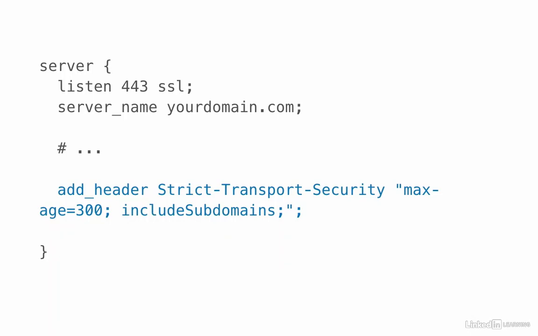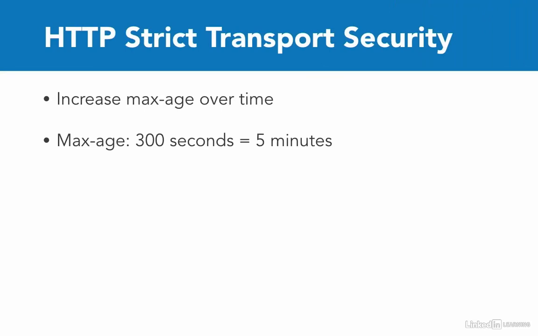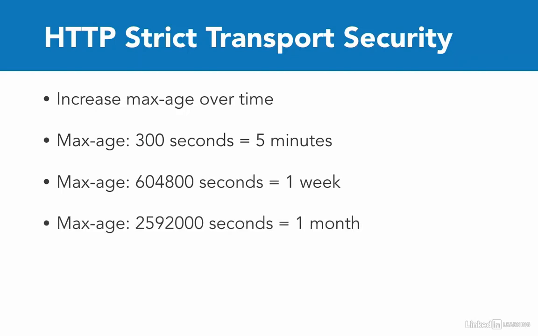Once you've done that and restarted the web server, then browsers will remember for the time that you've specified to only use HTTPS for their connections. Now, it's a good idea to start with a small number like 5 minutes and then increase the maximum age over time. So it's always expressed in seconds. So 300 seconds is 5 minutes. Once you get that working and you feel confident about it, then up it to a bigger number. So if we had a bigger number like 1 week or a larger number for 1 month, once we know all those are working, then we can go ahead.